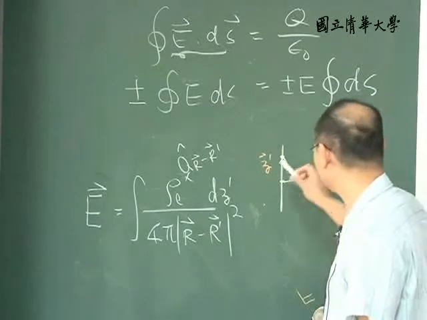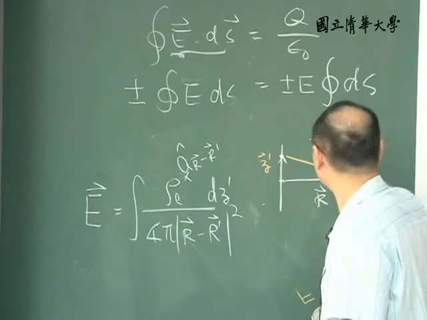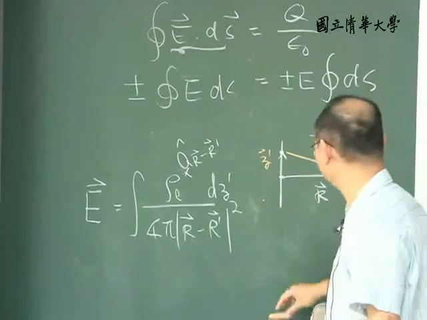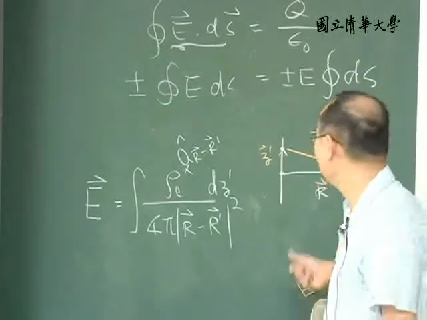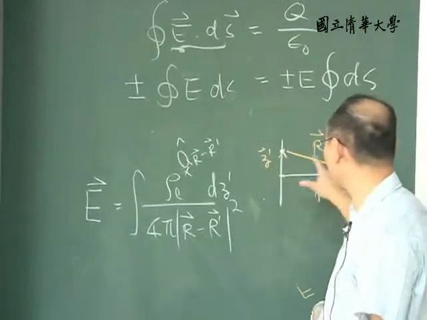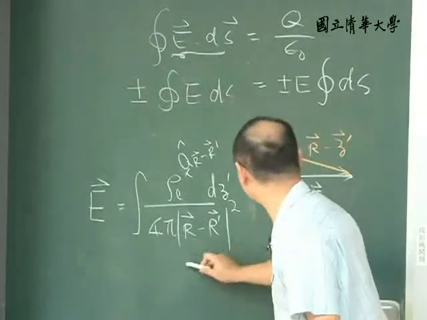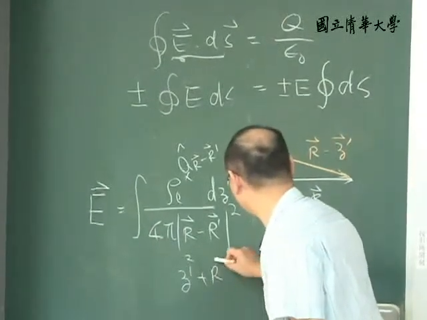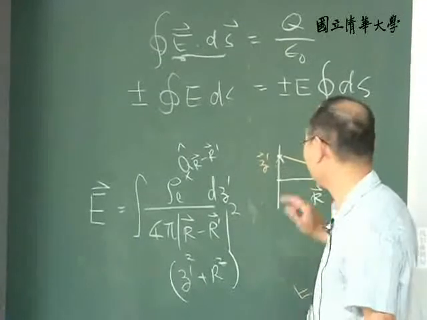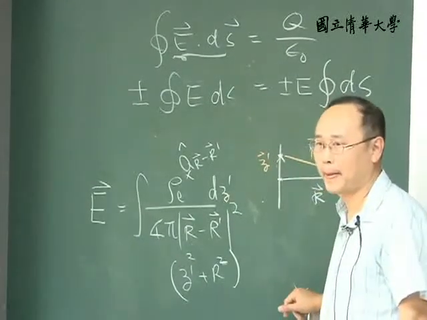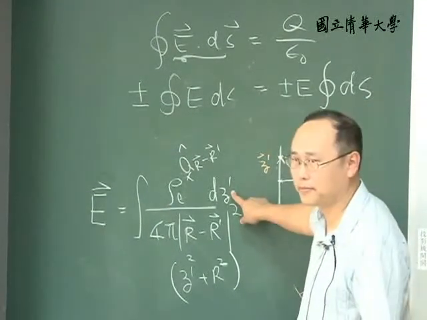Okay, and so the distance r minus r prime basically is this. Now it's equal to r minus z prime. It's from here to here. The magnitude of the length from here to here, you can do it easily, right? This is equal to the square root of z prime squared plus r squared. And the integration is over z prime.